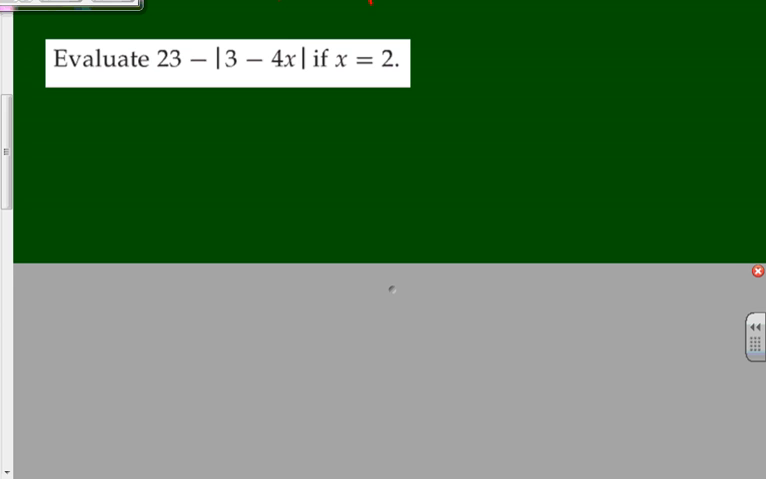Let's do this again. 23 minus the absolute value of 3 minus 4 times 2 inside the bars. Then we'll work out what's inside. We'll do 4 times 2, order of operations. That makes 8. So we have the absolute value of 3 minus 8, and the 23 minus is in front. Then we're going to work this out. 3 minus 8 is the absolute value of negative 5.